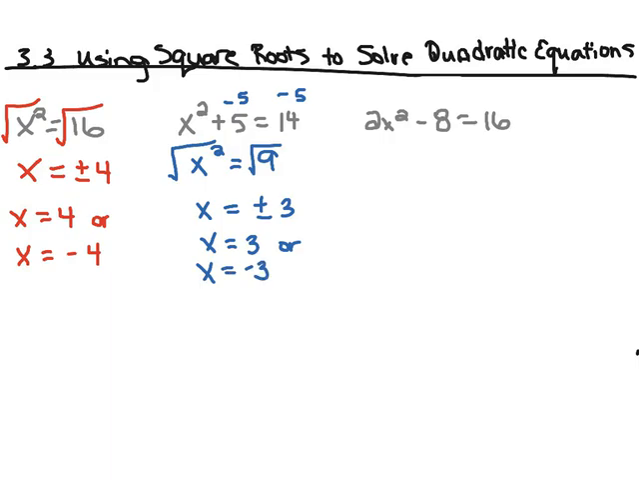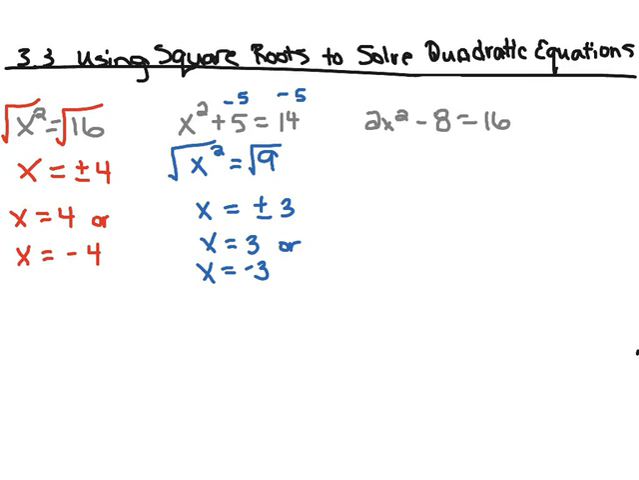The reason why we can have both the plus and the minus is because when you square a number, it doesn't matter if it's positive or negative, your answer is going to be square. So if you take 3 squared, it would be 9. And if you took negative 3 squared, it would be 9. So there's two possible situations where it could work.